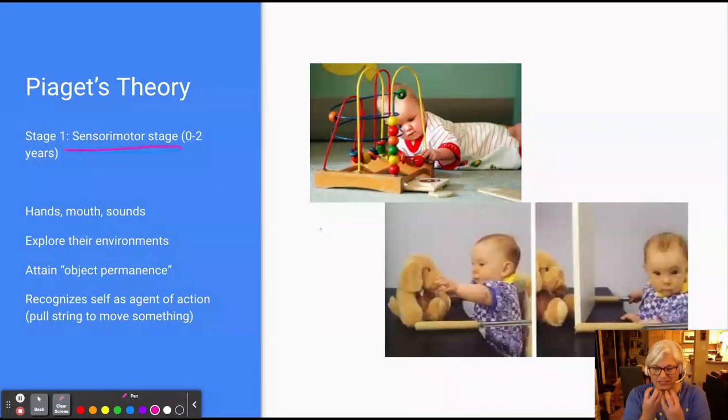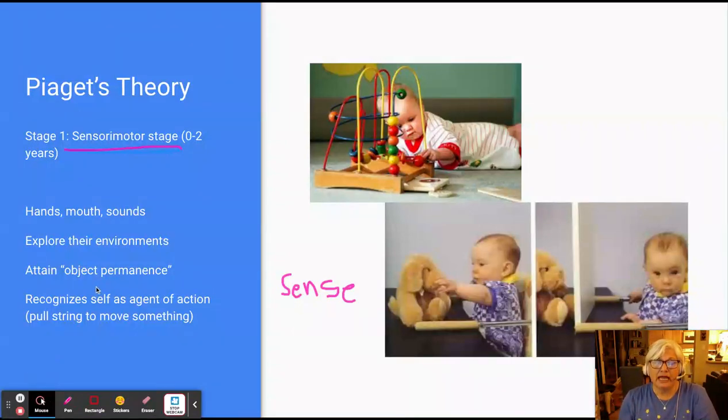They're always putting stuff in their mouths. They have to touch everything. They're making all kinds of noises. They're listening. So their senses are key. They're exploring their world through their senses, and this helps them understand and build their schemas.